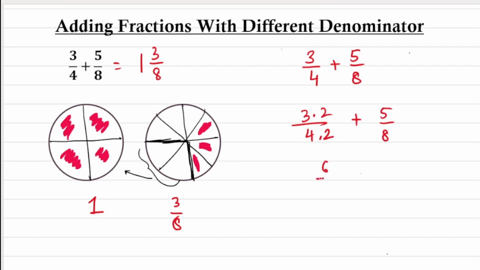3 times 2 is 6, 4 times 2 is 8, and you can see that these are now fractions with the same denominator. So we just have to add the numerators. 6 plus 5 is 11, so 11/8. How do we convert this improper fraction to a mixed fraction? 8 goes into 11 exactly 1 time, and 3 parts are left. So my answer is 1 and 3/8, the same answer you got when you used the visual.